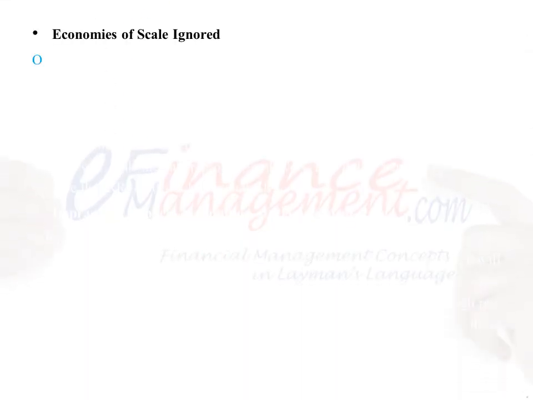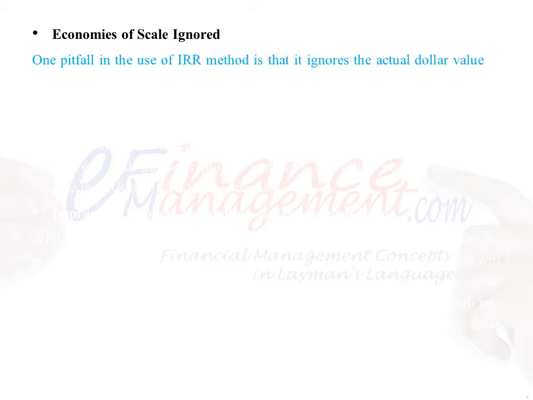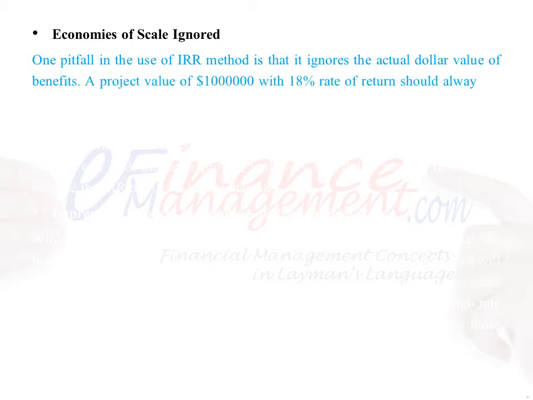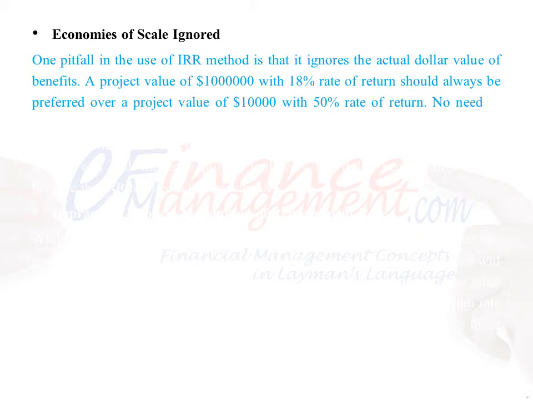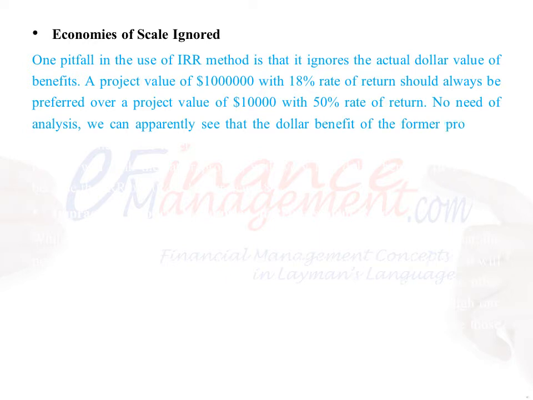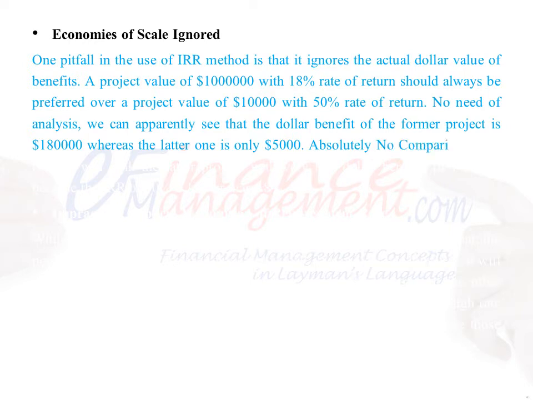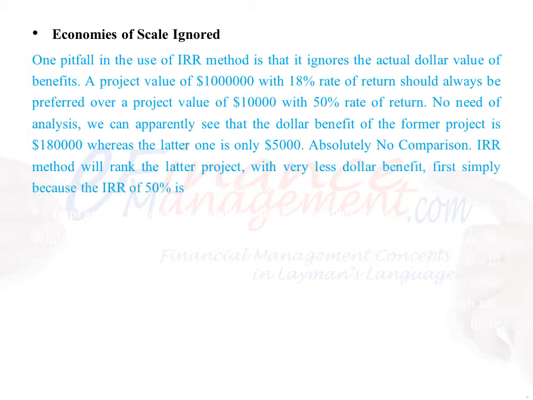Economies of scale ignored. One pitfall in the use of IRR method is that it ignores the actual dollar value of benefits. A project value of $1 million with 18% rate of return should always be preferred over a project value of $10,000 with 50% rate of return. No need of analysis. We can apparently see that the dollar benefit of the former project is $180,000, whereas the latter one is only $5,000. Absolutely no comparison. IRR method will rank the latter project, with very less dollar benefit, first simply because the IRR of 50% is higher than 18%.